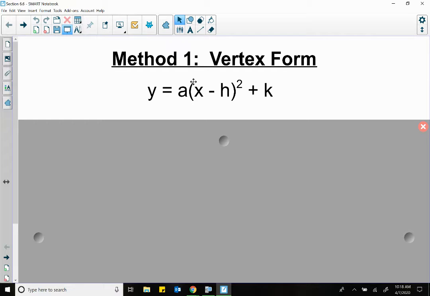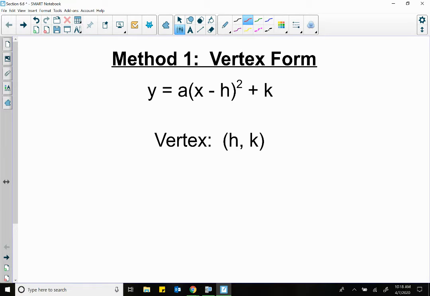So the first way of finding the vertex is if you are given vertex form. As you've seen vertex form before, back in 6.5, the reason why we call this vertex form is because we are actually giving you the vertex. The H and the K are the vertex. Now, when you plug into the vertex, because the formula has a subtraction here, I need you to think the opposite of the value. And then keep the K.